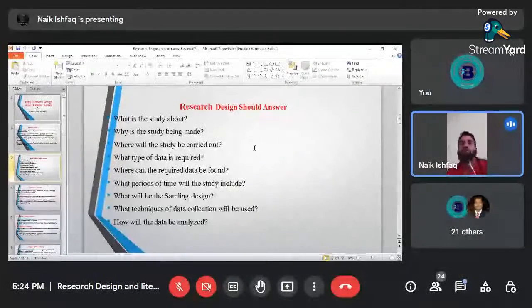What research design should answer. What questions the research design should answer. First of all, the research design is what is the study about.